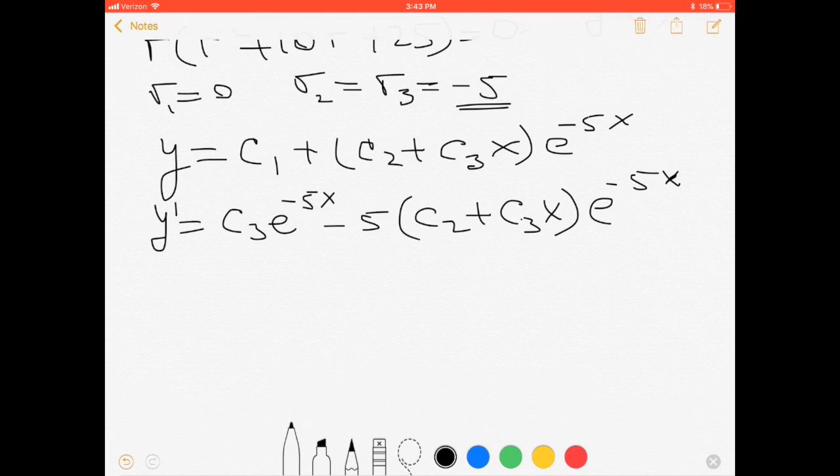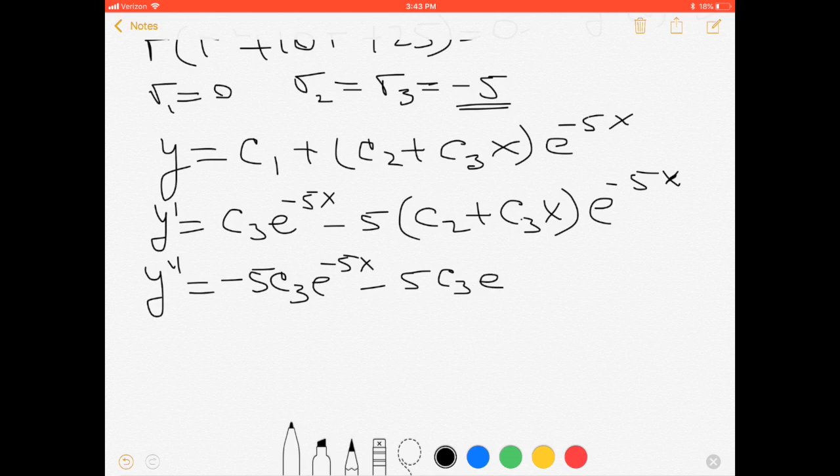This is the first derivative, and the second derivative will be minus 5 C3 e to the minus 5x. If you take the derivative of the first product, it will be minus 5 C3, minus 5 C3 e to the minus 5x. This means the same as we have here, and plus 25 C2 plus C3x e to the minus 5x.